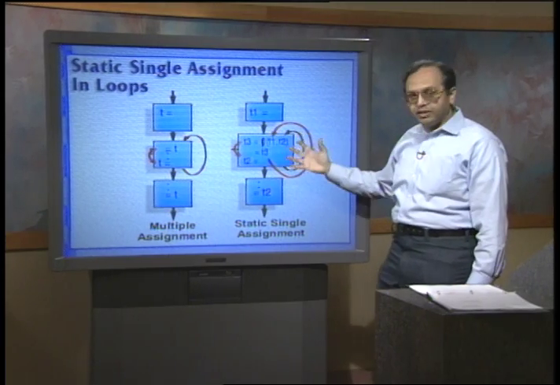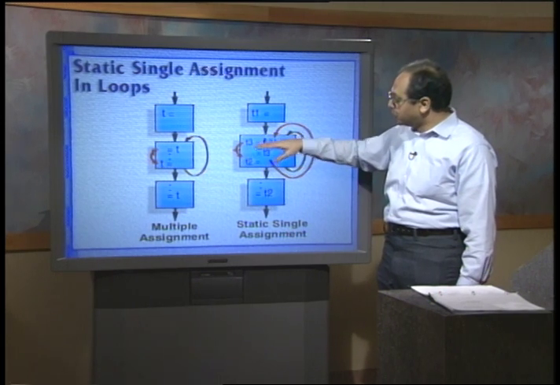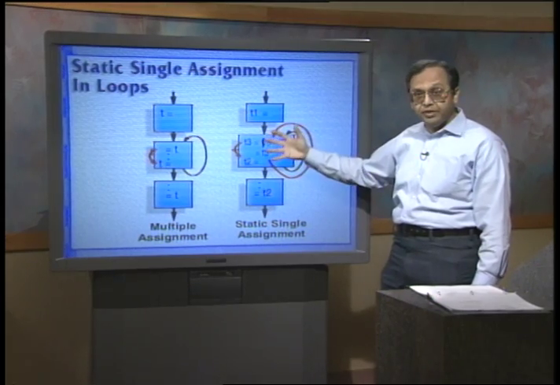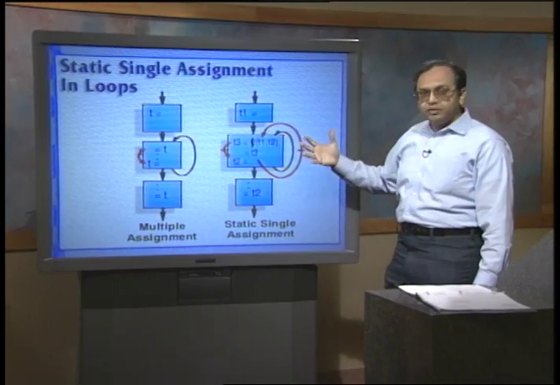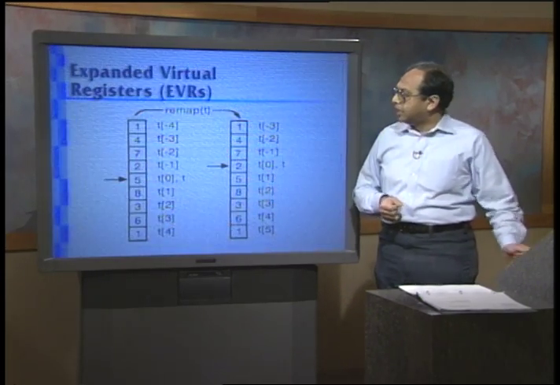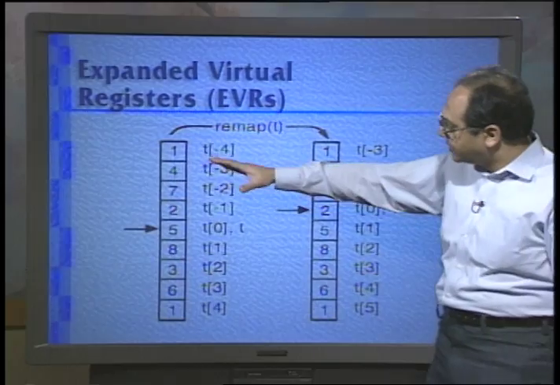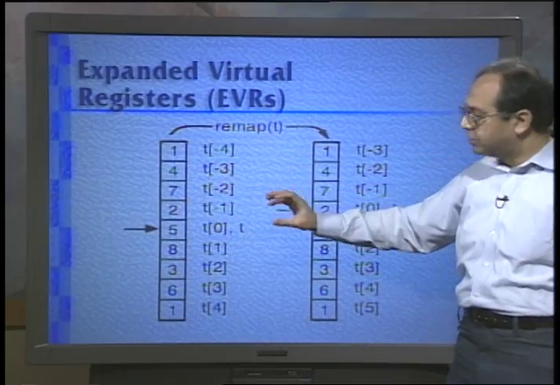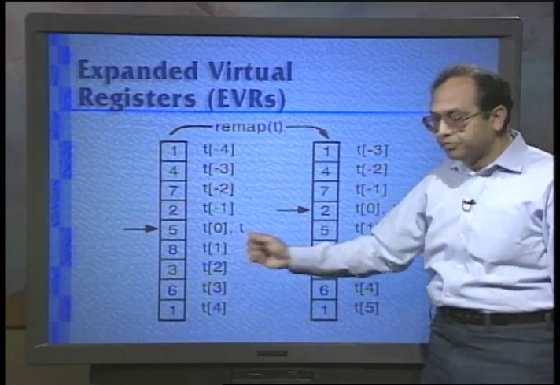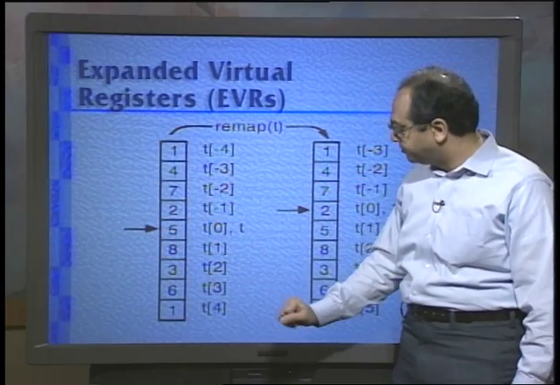The fact is that in cyclic code, we just have to keep revisiting the same operation again and again. As a result, there's no way of avoiding the constant redefinition of the same variable, regardless of how we rename it. So to get around this, we have to enrich our concept of virtual registers and go to what is called an expanded virtual register. In this scheme, each virtual register is replaced by essentially an infinite number of virtual registers, one of which is unique in that it is being pointed to.